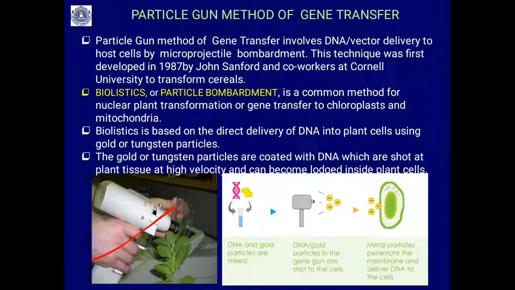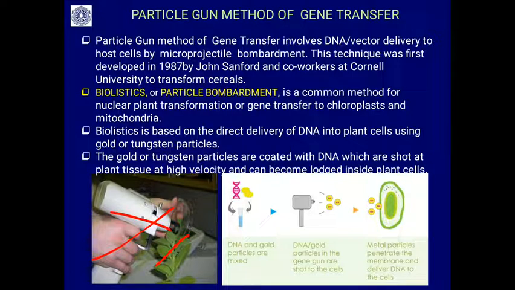It is a common method of nuclear plant transformation. The plant cell nucleus can be easily injected with the desired gene in this method. Gene transfer to the chloroplast and gene transfer to the mitochondria can also be performed with the help of this method. Biolistics is based on the direct delivery of DNA into plant cells using gold or tungsten particles. You may be seeing in this picture, this is the particle gun.